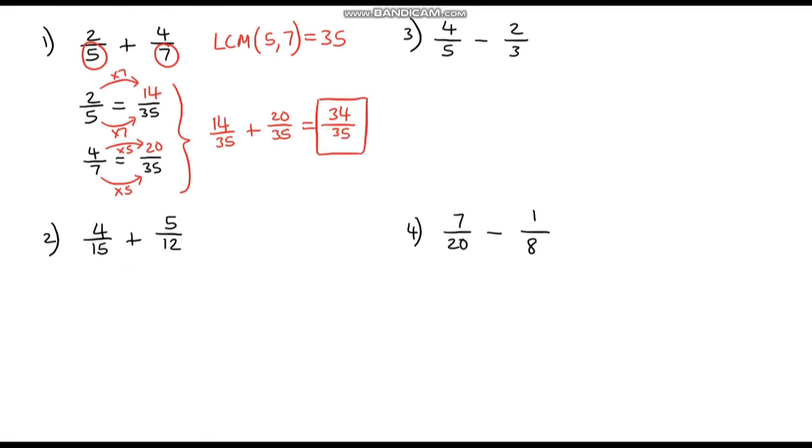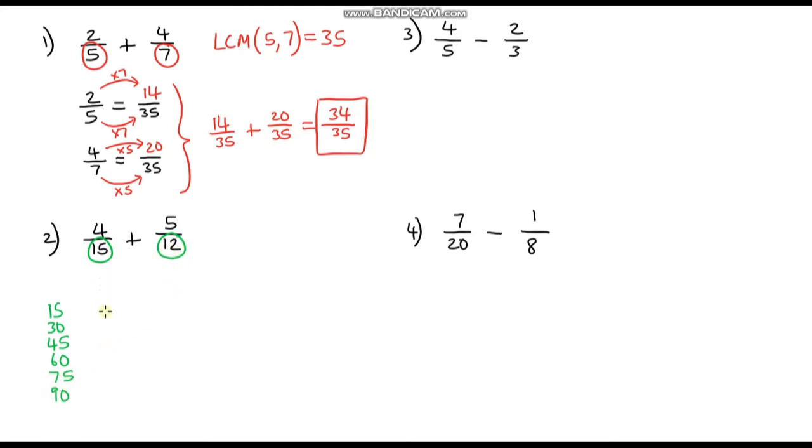Okay, let's go on to number 2. And I'm going to change the colours this time. I'm going to use green. So first of all, we need to work out the lowest common multiple of 15 and 12. And again, I'm going to use the listing strategy here. So we've got 15, 30, 45, 60, 75, 90. I think that should be enough.